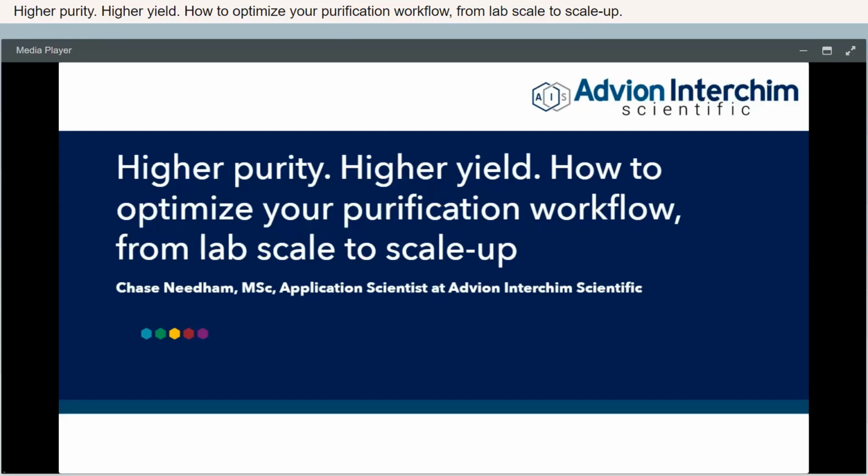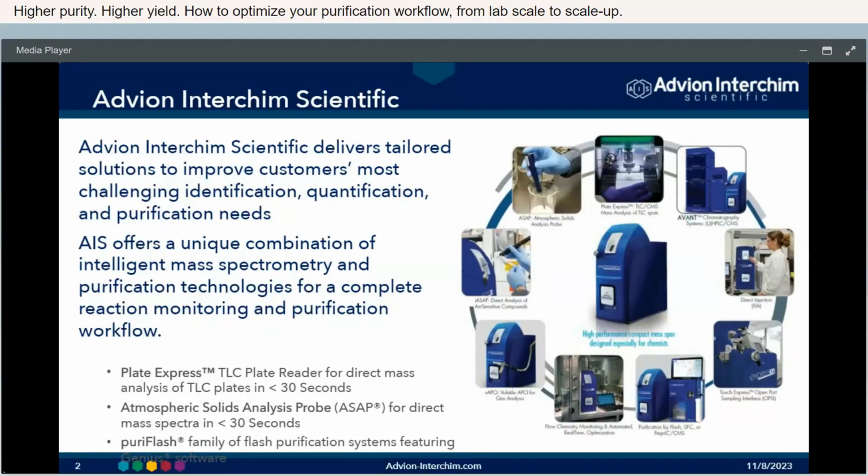Hello, everyone, and thank you for coming. Let's jump right in. So Advion Interchim Scientific is a scientific company that produces tools to help laboratory chemists, whether it's identification, purification, or reaction monitoring. We can do all of that for you and help you achieve your goals in the laboratory.